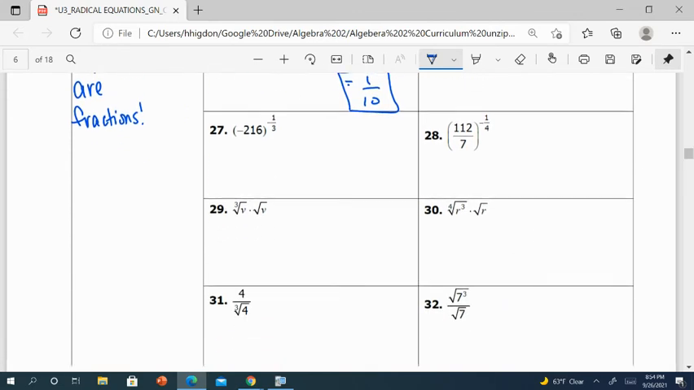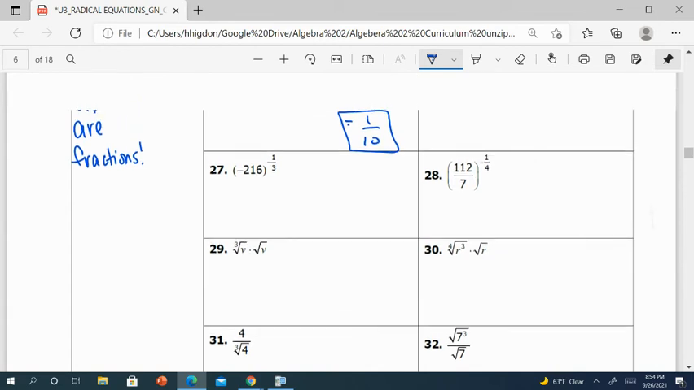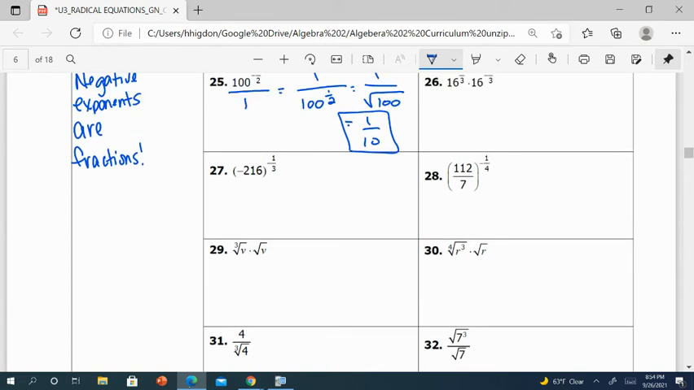Let's look at number 28. 28 is a little different even. Actually, let's back up to 27. Number 27 is negative 216 to the negative 1/3 power. I'm going to make that a fraction. I'm going to move that negative 216 to the denominator, and the negative 1/3 becomes a positive, and I left a 1 in the numerator. Rewriting this is the cube root of negative 216.